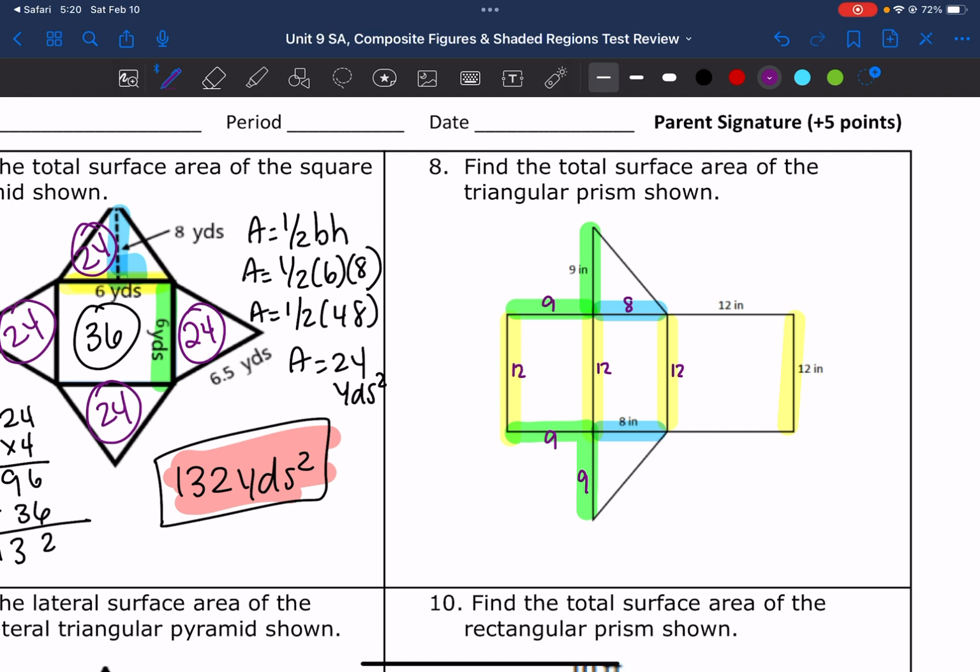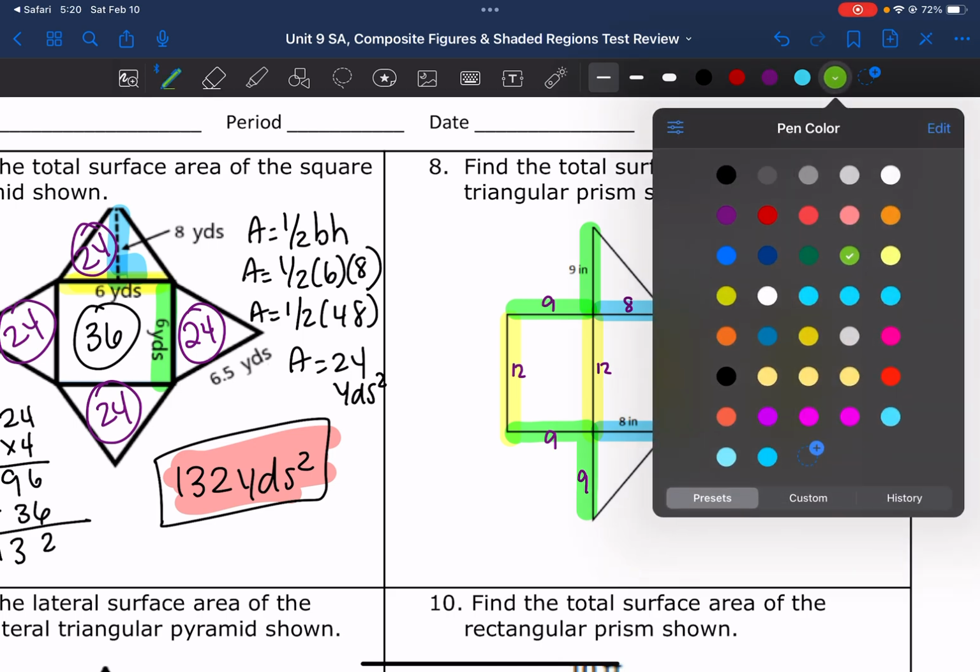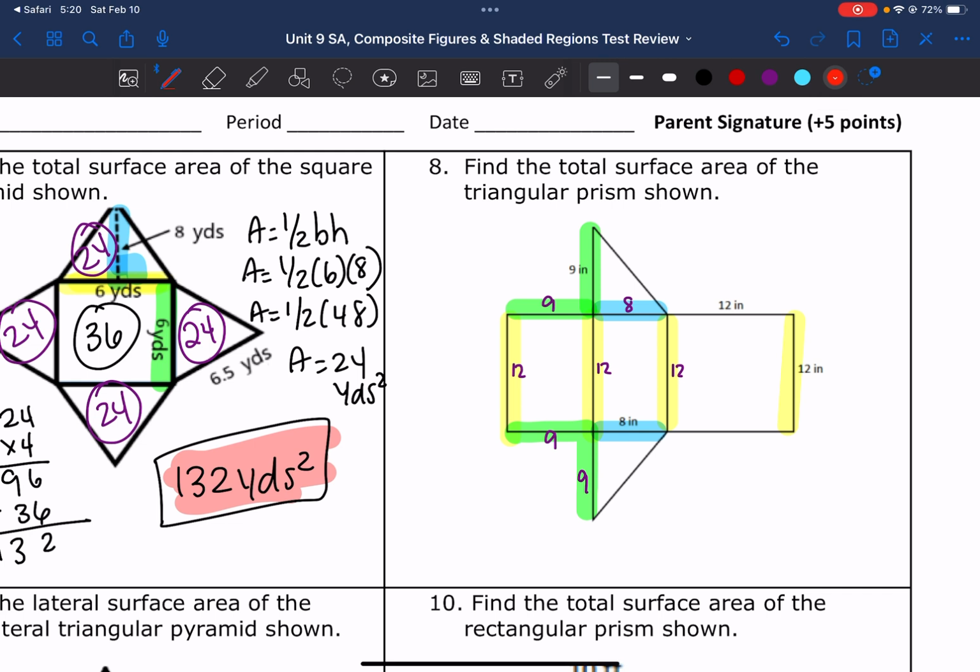Let's take a look over here at one more. Let's do this one here. If this is 12, this is also 12. Okay, so here, 12 right here. Now we have everything that we need.